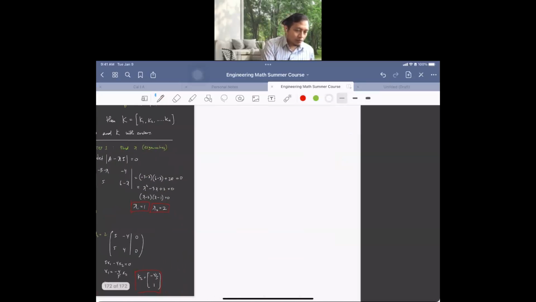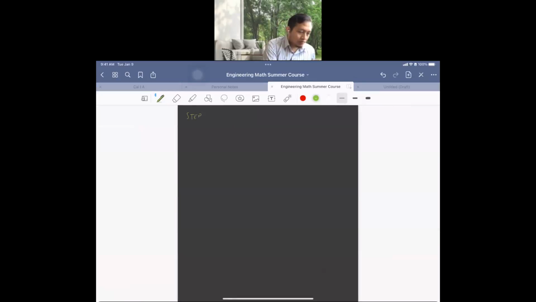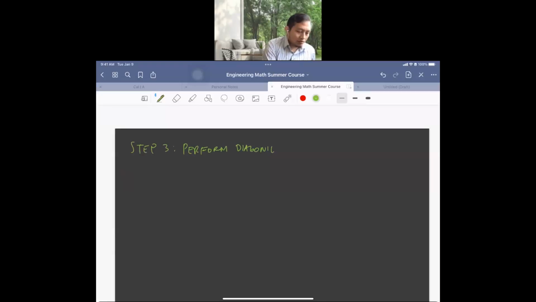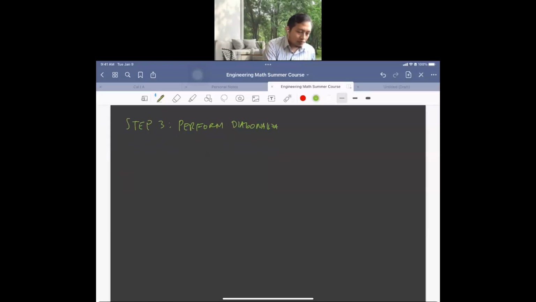Okay, let me write step 3 on the next page. So step 1, step 2, step 3 is perform diagonalization. First, we are going to write our D using the eigenvalues. We are writing from the lowest to highest, so 1 and 2, okay?